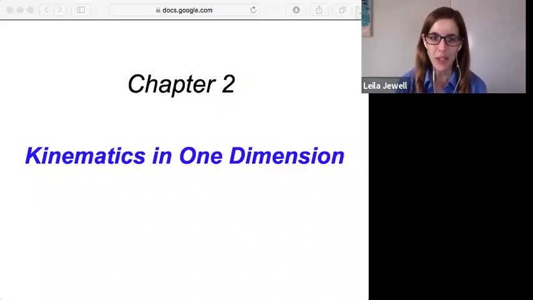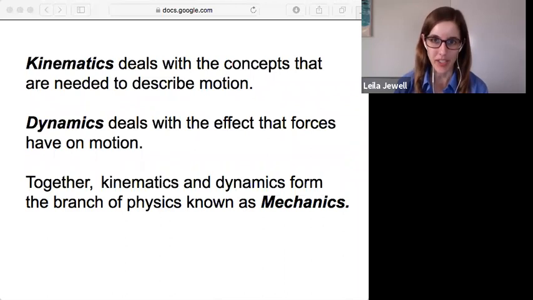Chapter 2, Kinematics in One Dimension. Okay, first off, what does kinematics mean? That's a really fancy sounding word. Kinematics deals with the concepts that are needed to describe motion. So basically you can think of kinesiology, which deals with motion, right? So kinematics is the study of motion.